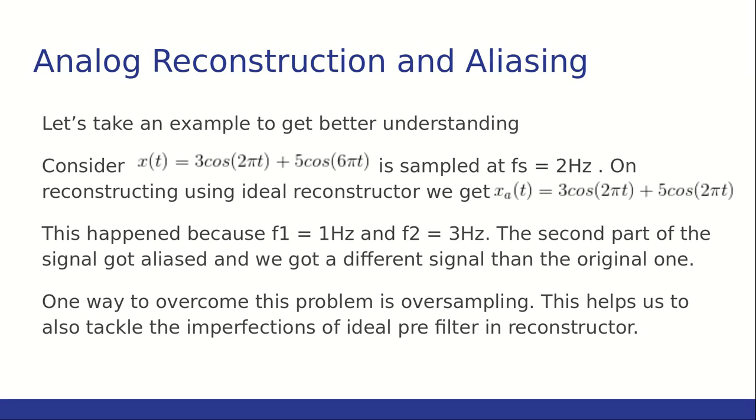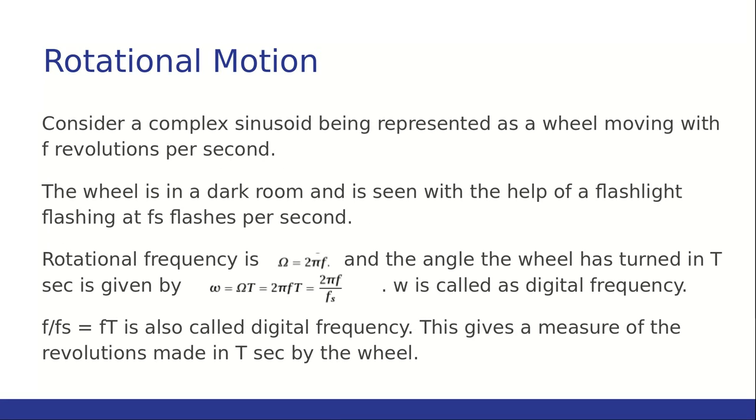A more intuitive way to understand sampling is by using rotational motion, where we consider a complex sinusoid being represented as a wheel moving with f revolutions per second speed. The wheel is set up in a dark room and can be seen with the help of a flashlight, which is flashing at fs flashes per second.